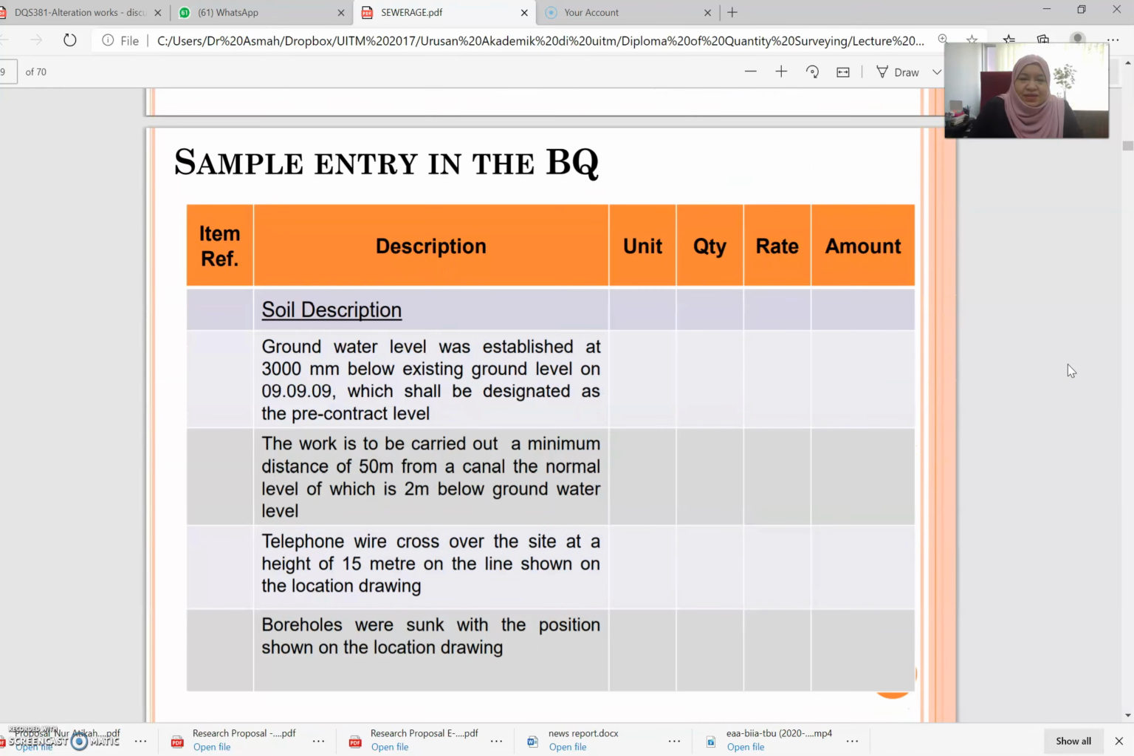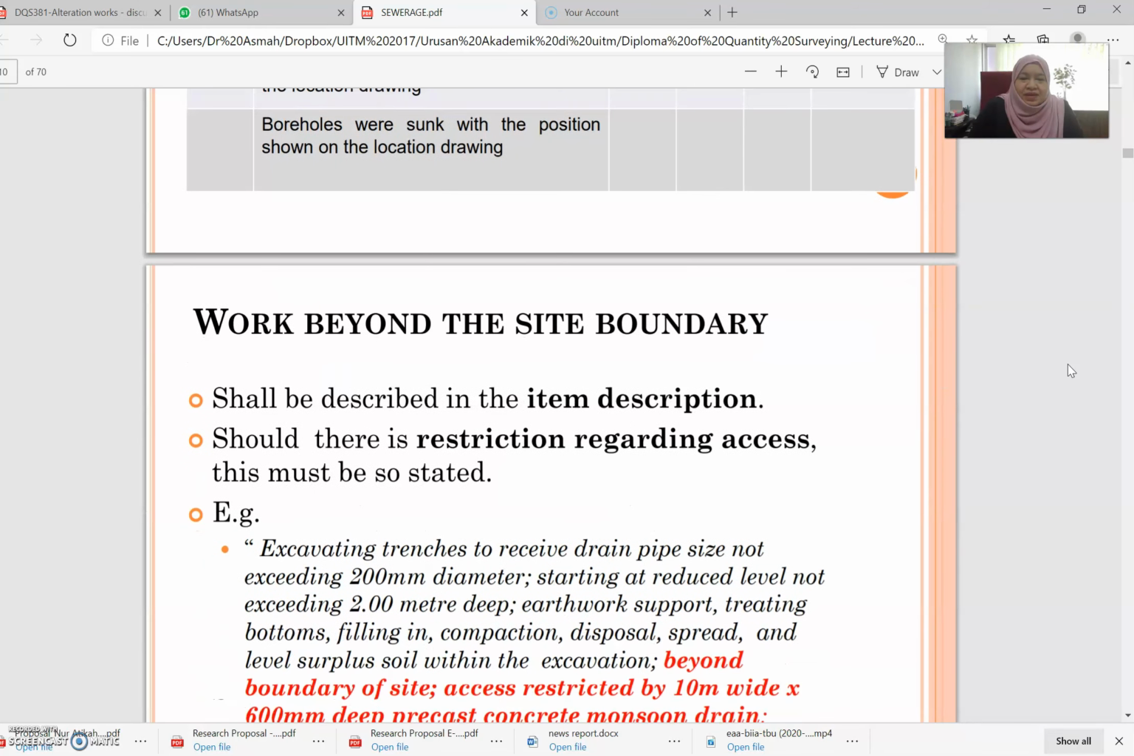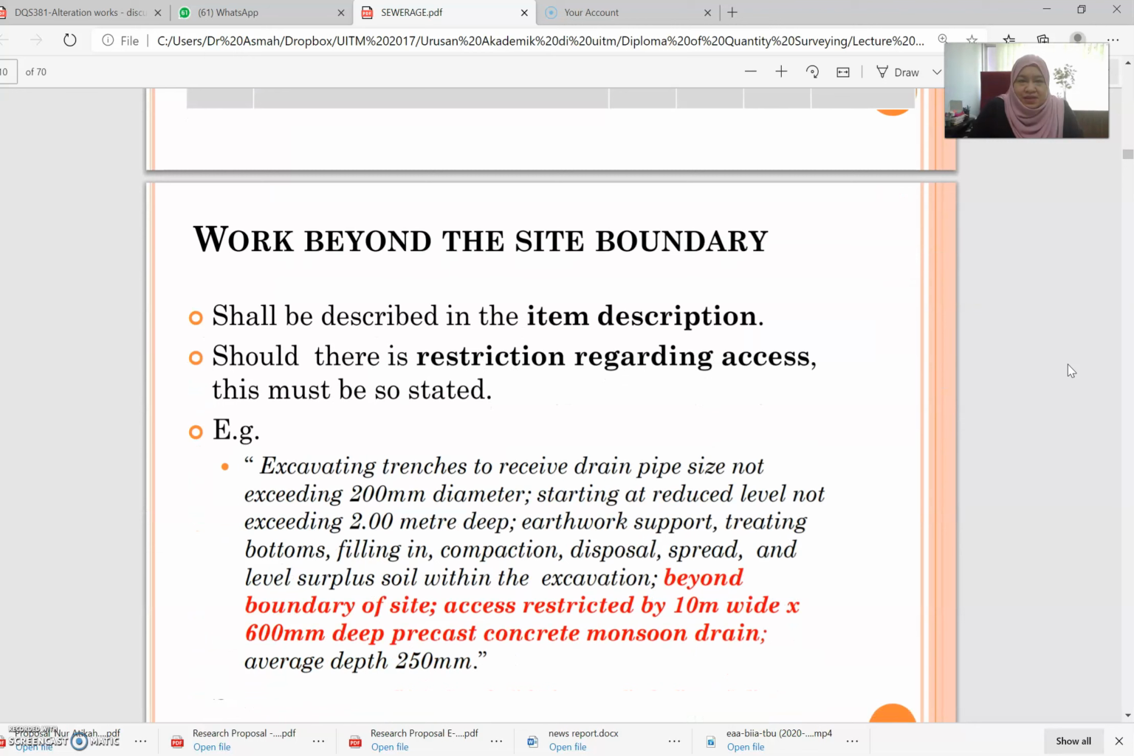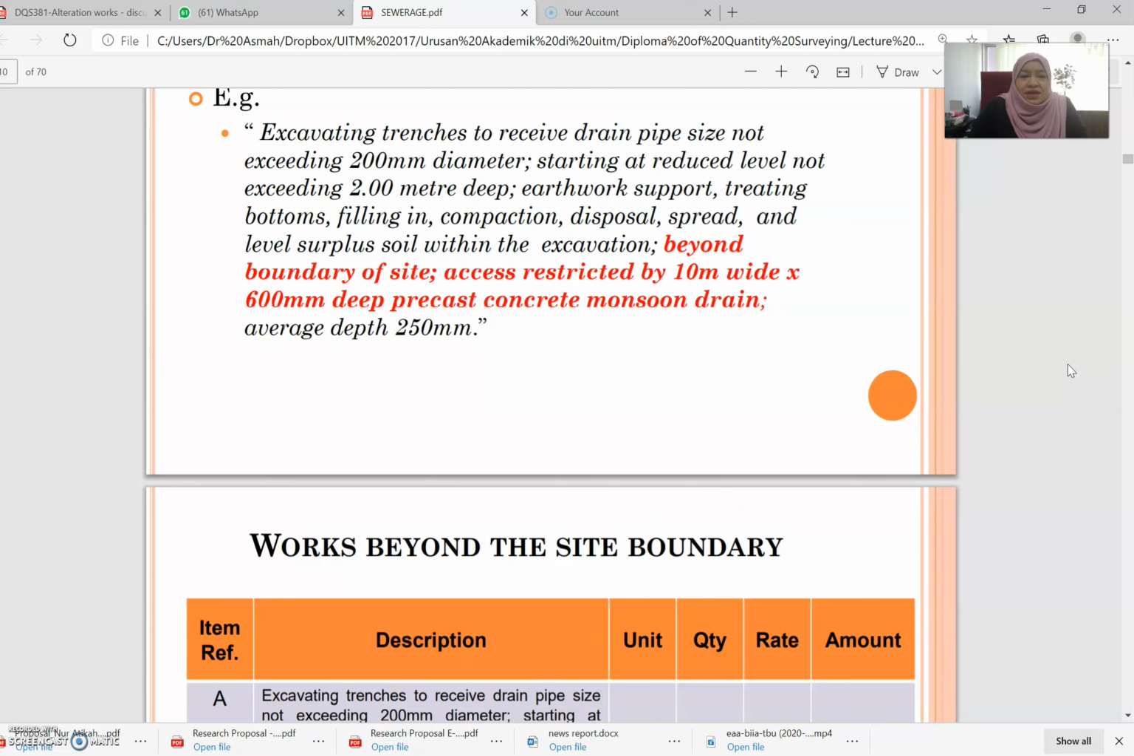This is how you enter it in your PQ. If you have work beyond the site boundaries, you need to describe that in your description, telling the contractors these are works that are not within the boundaries, because outside boundaries there are some arrangements that need to be done, like acquiring local authority approval and so on. So you have to mention that in your description, just like what we have in the slide. The rest are the same, just mention the words beyond boundary of site and access restricted to 10 meter wide and so on.